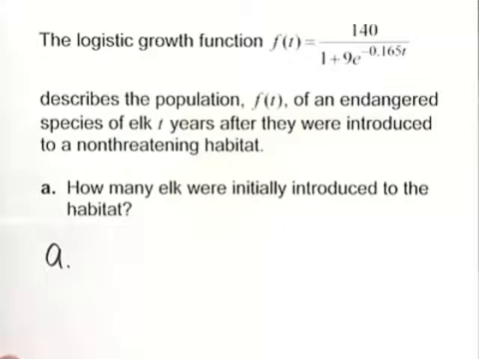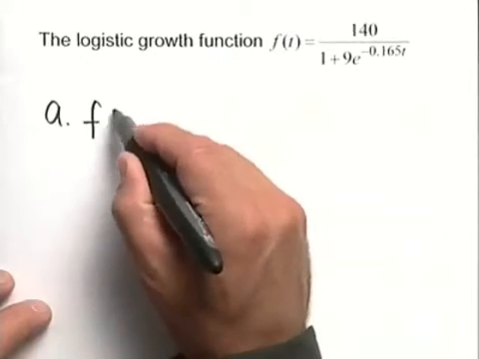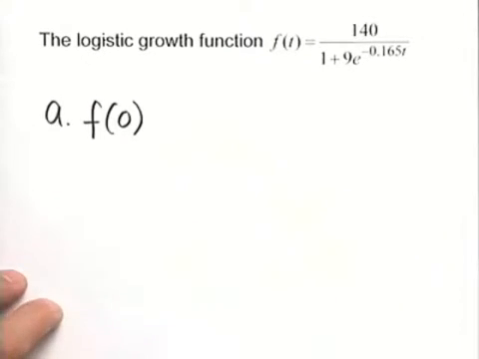Now let's look at Part A. How many elk were initially introduced to the habitat? Let's go up to our function here. We want to find out how many elk we started with in this particular region. Well, mathematically, we can represent that as f of 0.